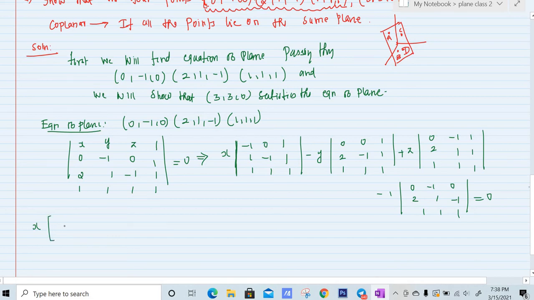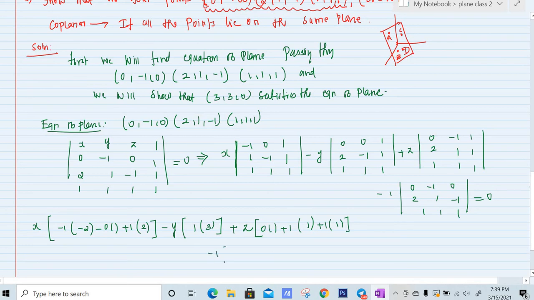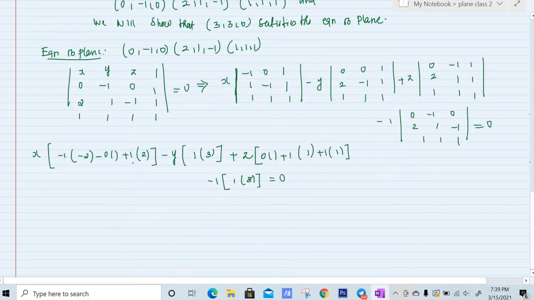Now expand this determinant. This will be minus 1 into minus 1 minus 1, so minus 2. The second term will be 0 plus 1 into 1 plus 1, so 2. Then minus y into, here we have only 1 in the last, so 2 plus 1 is 3. Plus z into, again I don't need to expand 0, the second term will be plus 1, so 2 minus 1 is 1, plus 1 into 2 minus 1 is again 1, minus 1 into 2 plus 1, which is 3, equal to 0. Here you will have 2 plus 2, which is 4, so we will have 4x minus 3y, and here 1 plus 1 is 2, so we will have 2z, and here minus 3, equal to 0.